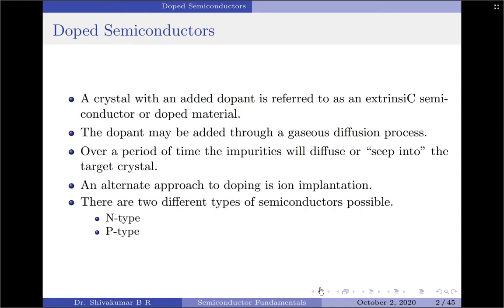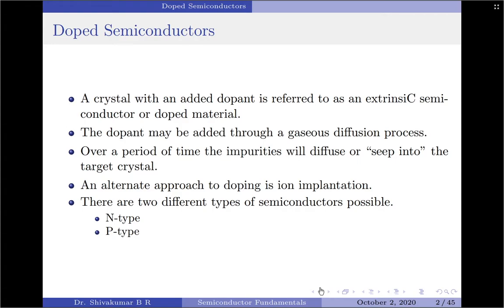The dopant may be added through a gaseous diffusion process where the crystal is heated in an oven and the dopant is added in gaseous form. Over a period of time, the impurities will diffuse or seep into the target crystal. An alternate approach is ion implantation. In this method, the impurities are accelerated and quite literally smash into the target, dislodging and replacing some of the original atoms in the crystal.